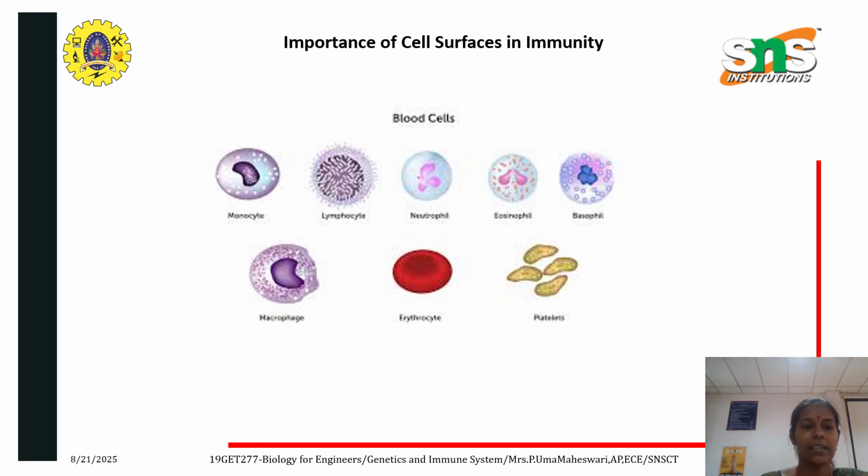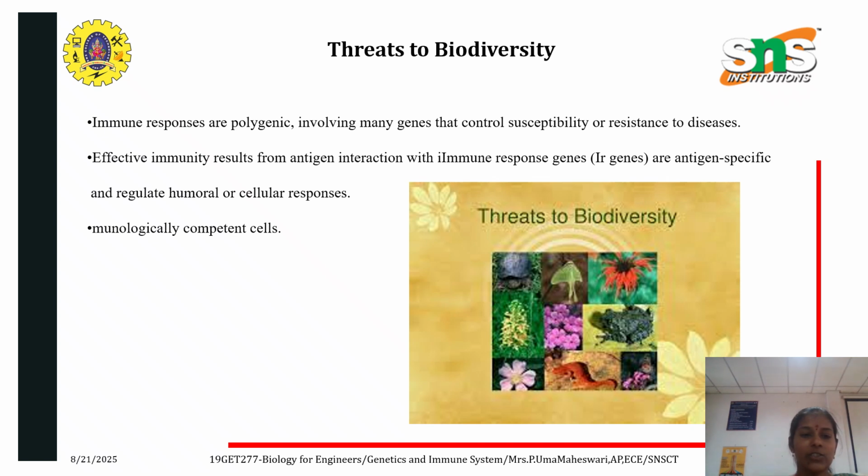Here the genes and innate immune system provide immediate non-specific defense against pathogens. The genetic factors can also influence the function of innate immunity systems. For example, genetic variation might impact the function of proteins involved in recognizing pathogens and triggering inflammation. Here the genes, the thread of biodiversity. What is that? The immune response is polygenic, involving many genes that control susceptibility or resistance to diseases.